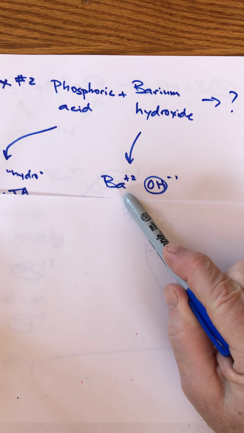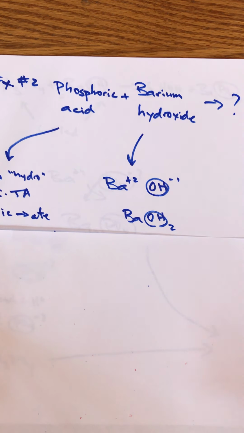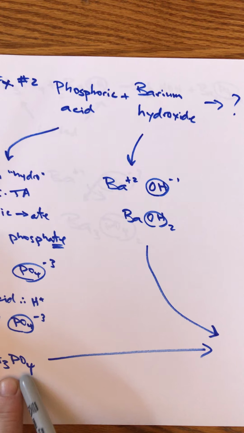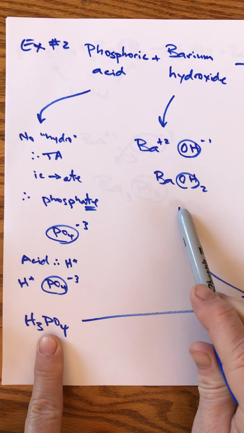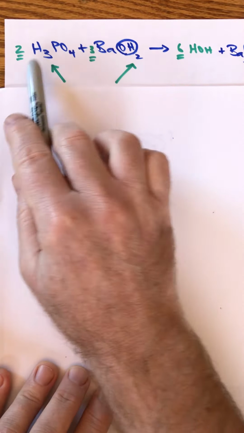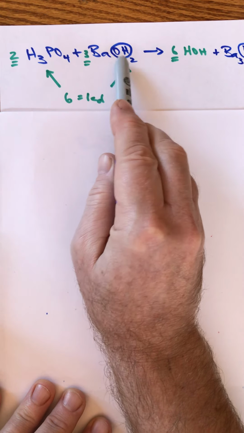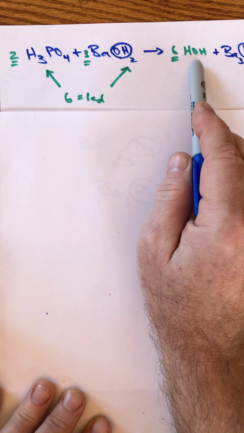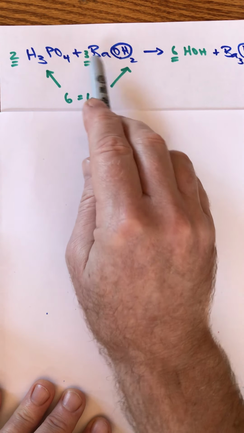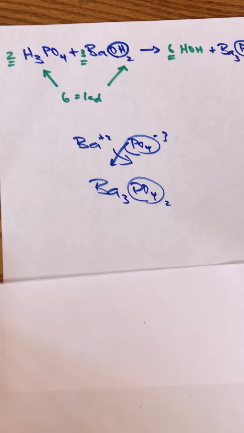Barium hydroxide. Barium's in group 2, it's a +2 ion, hydroxide is -1. Do the crisscross, so that's barium and 2 hydroxides. So I have H3PO4 plus Ba(OH) taken twice. Lowest common multiple between 2 and 3 is 6. So to have 6 hydrogens, put a 2 here. To have 6 hydroxides, put a 3 here. That'll give you 6 waters. Put your salt together. Barium's +2, PO4 is -3. Crisscross them, there you go.